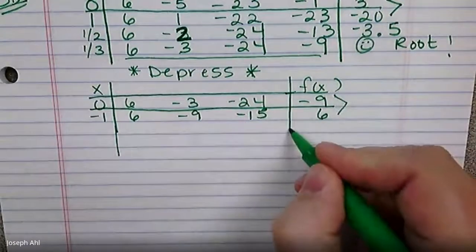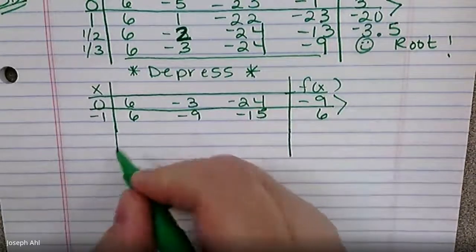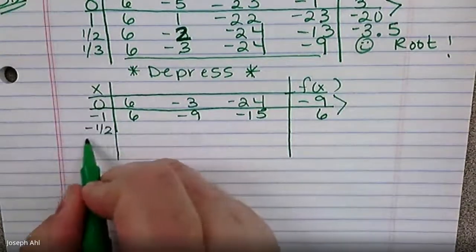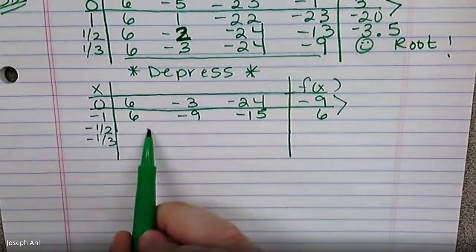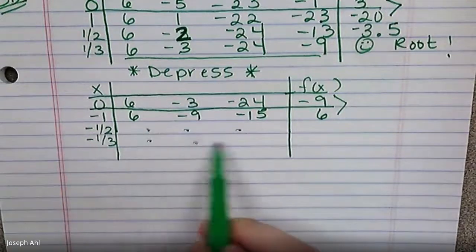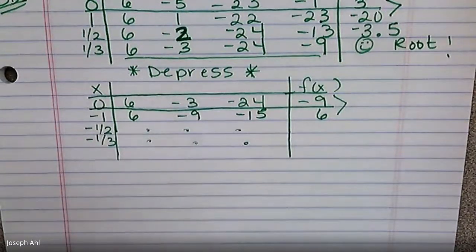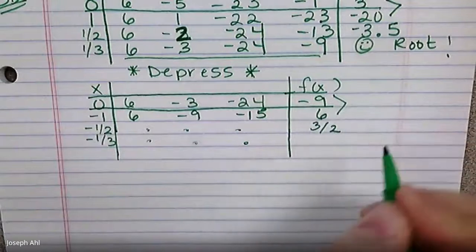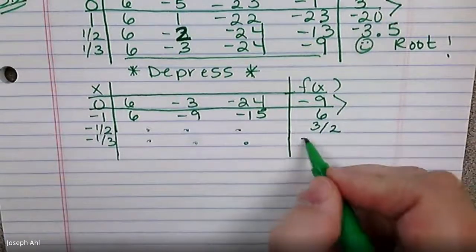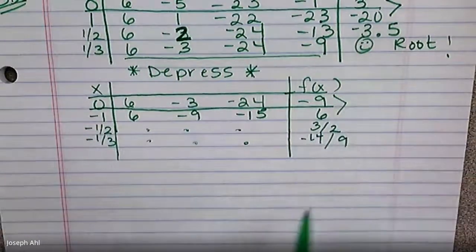Okay. But here's what I'll tell you. If you wind up testing negative 1/2 and something like negative 1/3, just to save us a little bit of time in the video, I'm going to tell you the remainders for both of those are not 0. You get 3/2, you get negative 14/9.